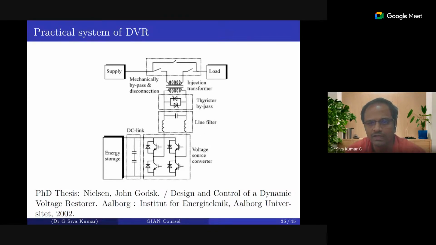And why this thyristor bypass is required is that they short it when there is no sag. When there is no sag, there should not be any drop across this transformer. Maybe they connect this switch also, because if you have the injection transformer throughout the time, there is certainly going to be a drop over there. Also, this bypass switch is there where we want to bypass completely, not to have the connection, so they short it also. Either they have this mechanical bypass disconnection, or they can go to the thyristor bypass.